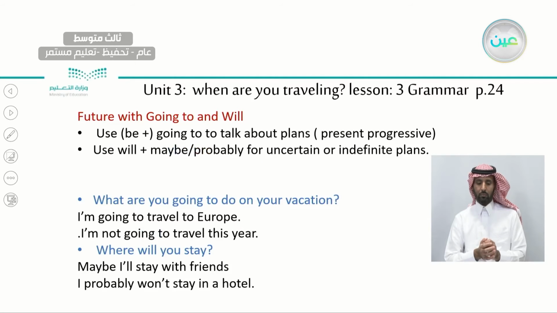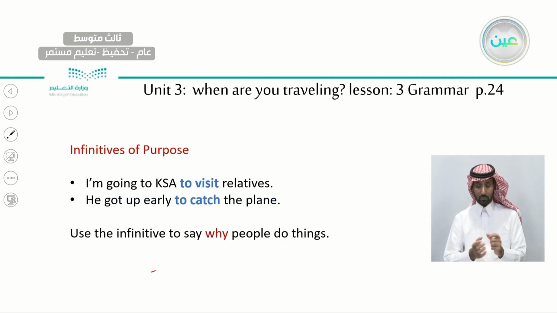This is the negative from will. When it's a negative, you say won't, not will. I won't stay. Probably I won't stay. This is how we form the negative with will. Okay.